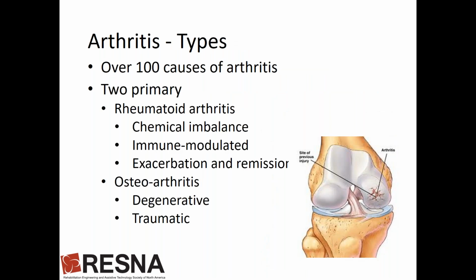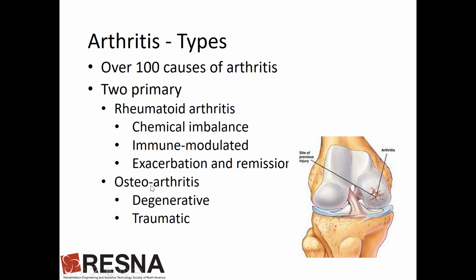There's 100 causes of arthritis. It's also an autoimmune disease. The two primary are rheumatoid arthritis and osteoarthritis. Rheumatoid arthritis is a chemical imbalance that is immune modulated, and you can have an exacerbation and a remission. So what that means is you have flare-ups, and then for a while it'll just calm down. Osteoarthritis is degenerative and is usually traumatic.